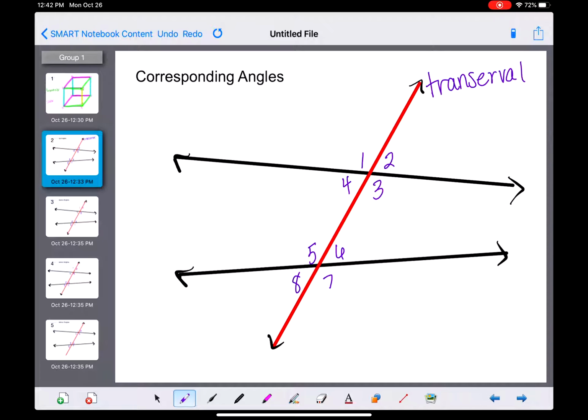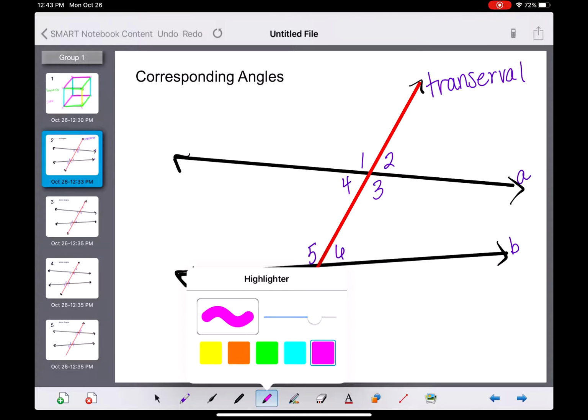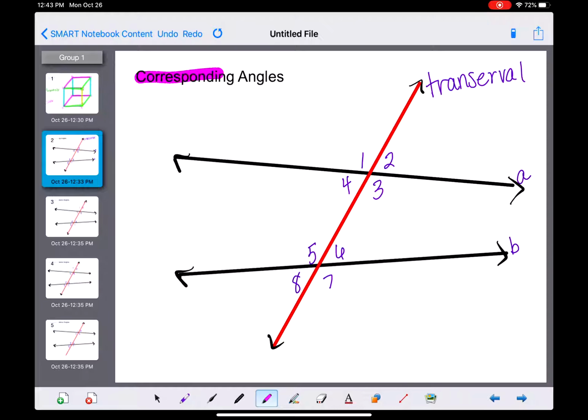So when a transversal cuts through, we'll call this line A and line B, it forms 8 angles. In the angles, we're going to look at angle relationships. Later on, when we look at parallel lines in particular, there's going to be certain rules or certain congruencies between these sorts of angles. But right now, we're just trying to recognize what are these different types of angle pair relations. So the first set of angles that we're going to talk about are called corresponding angles.